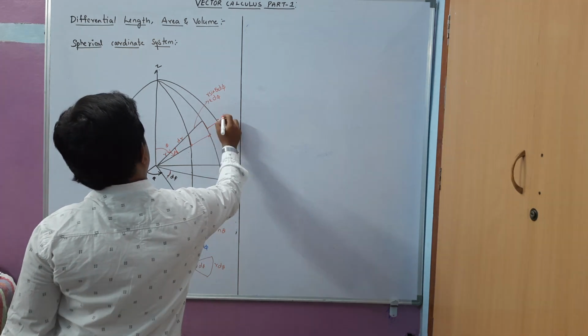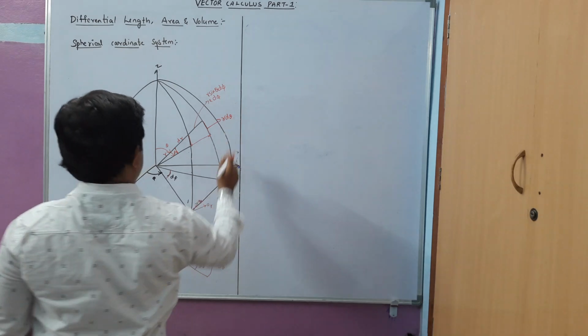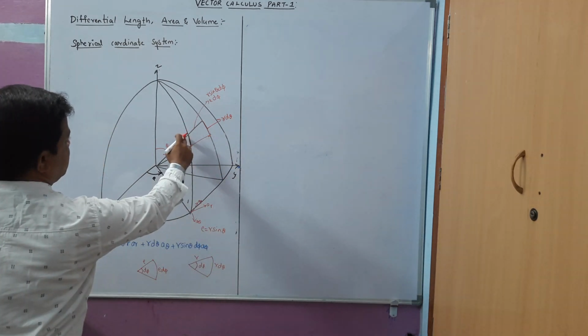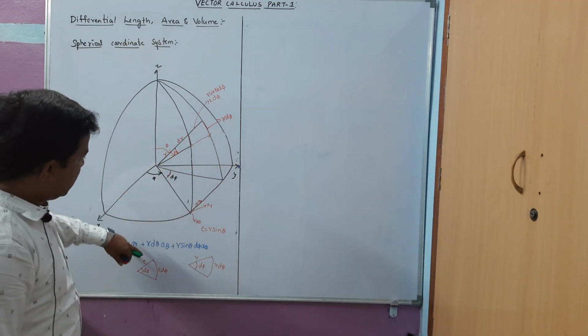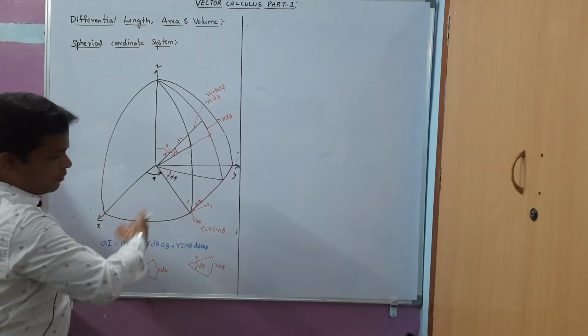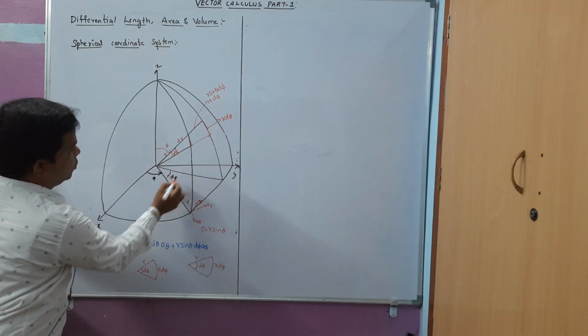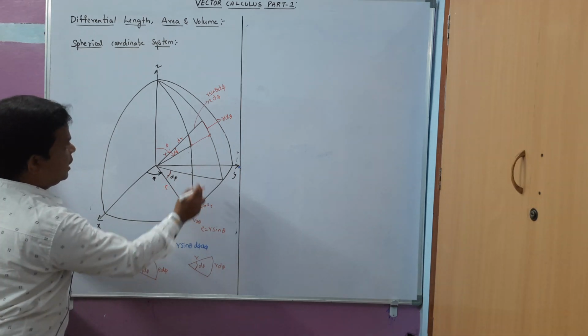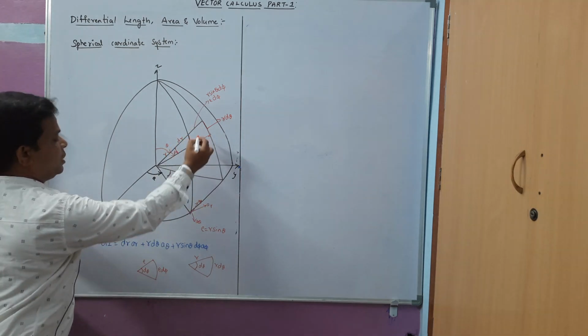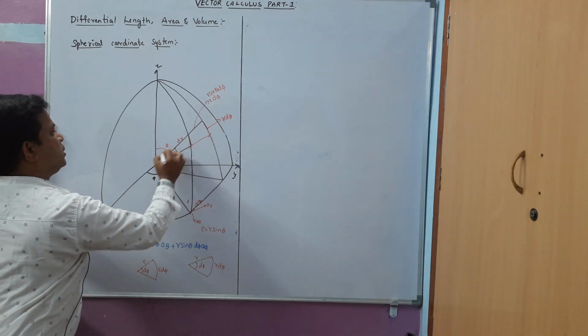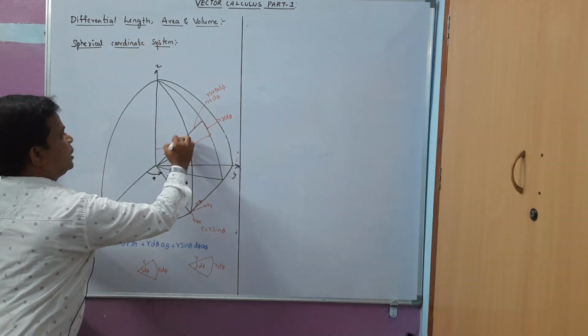So here we have two arcs. One is for d theta, I mean for the angle, and another is along the phi direction. We multiply rho with d phi, and for this one we multiply R with d theta.